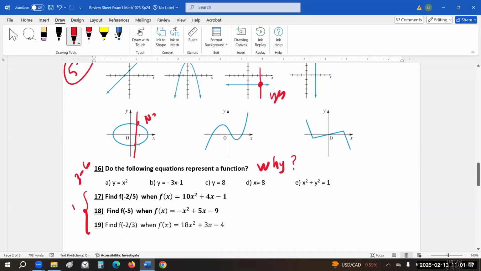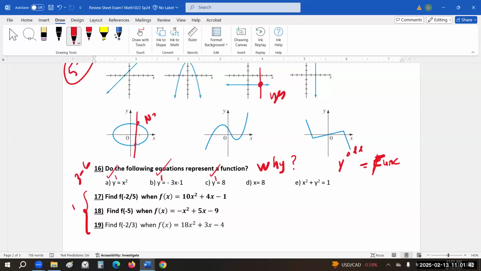Identifying which equation is a function. The rule is if y has odd power, it is a function. So all you have to do is observe the y's. So y has 1, it's a function. Y has 1, it's a function. Y has 1, it's a function.